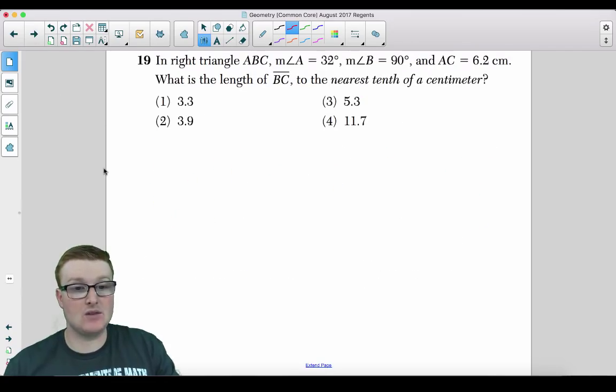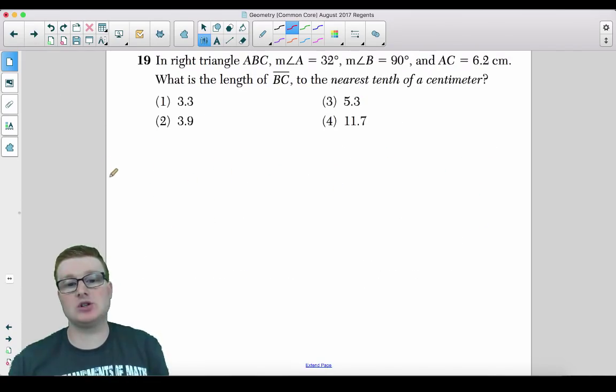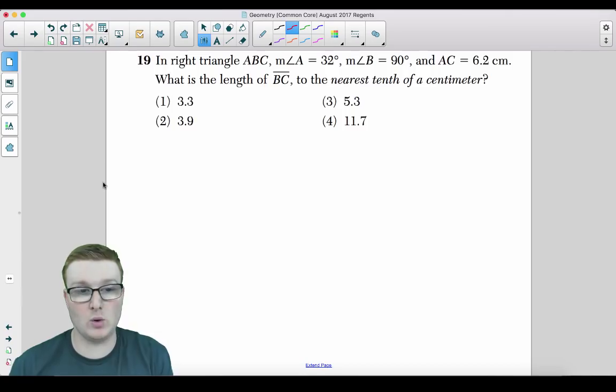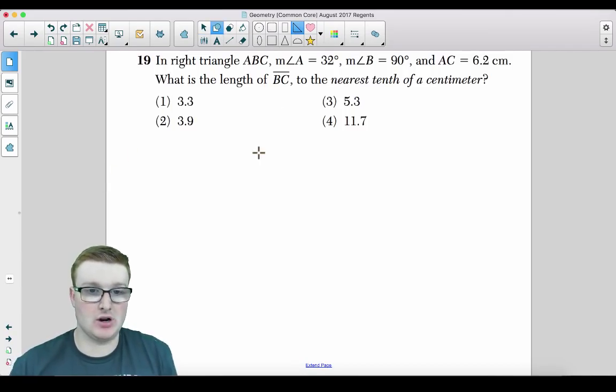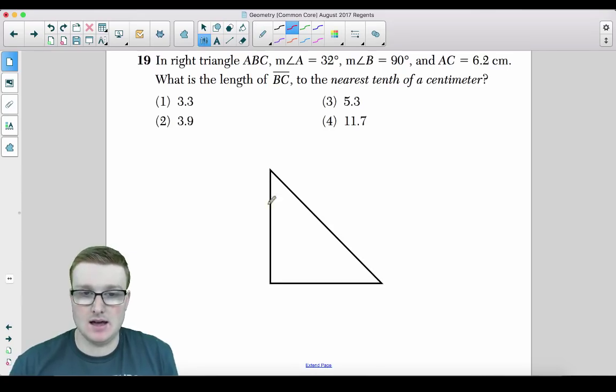Number 19. In right triangle ABC, the measure of angle A is 32. The measure of angle B is 90. AC is 6.2. What is the length of BC to the nearest tenth of a centimeter? Draw yourself a triangle. Enough said.